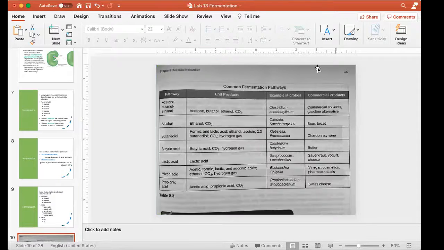This is the table that comes right out of your textbook that shows you just some examples of different fermentation pathways, what the end products are, the acids, alcohols, and gases, what microbes are capable of doing these pathways, and some of the commercially viable products that come out of those fermentation products. Lots of really good, useful products, including a lot of food products, are produced through fermentation.